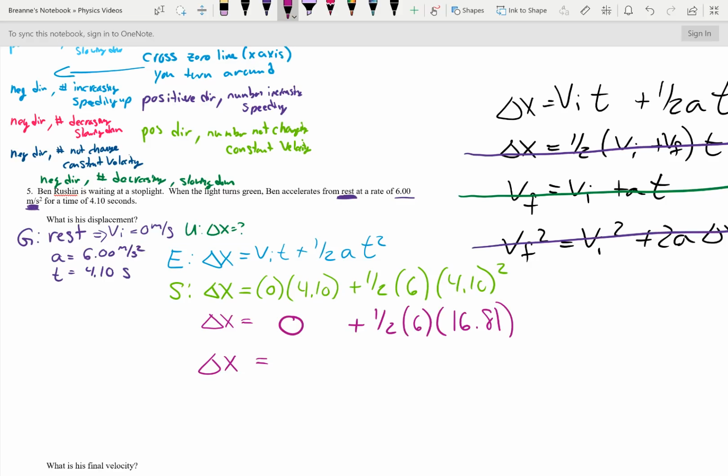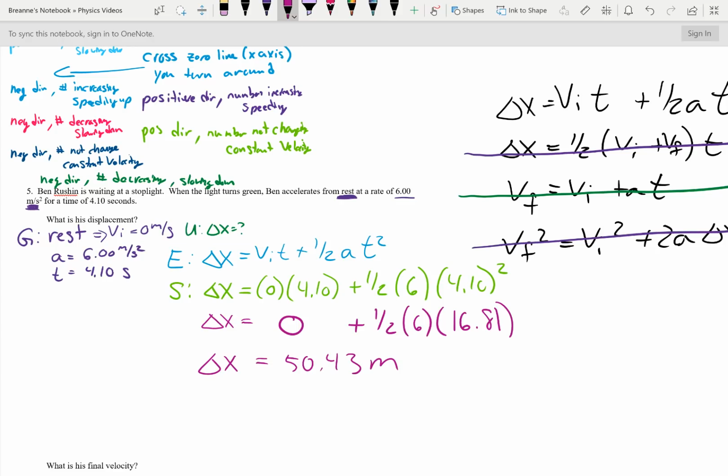So now our delta x equals, and you can just multiply that out. You can plug that in your calculator and just multiply it out. You put 1/2 times 6 times 16.81. And you would get 50.43 meters. And that is your answer.